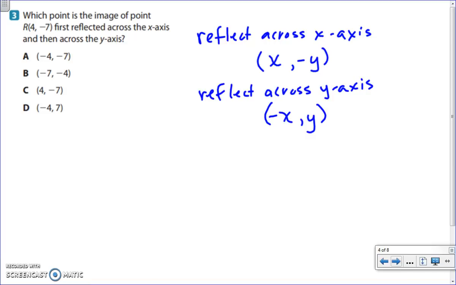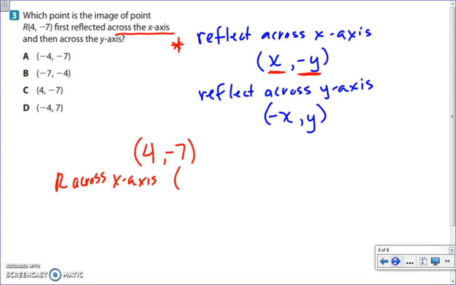So what I mean by that is this. If I'm starting at the point 4, -7, and then I am first reflecting across the x-axis, so when I reflect across the x-axis, the x value stays the same, the y value becomes the opposite. So reflect across x-axis, what's going to happen is that point is now going to be the same for the x value, 4, and the y value will be its opposite. So we currently have -7, which was down 7. Now we want to be +7, up 7. So now after our first reflection, we are now at the point 4, 7.